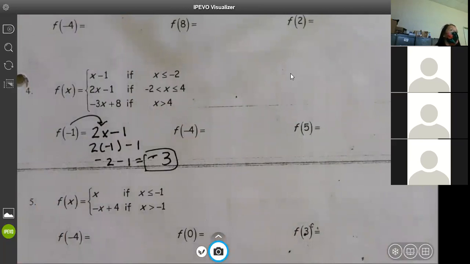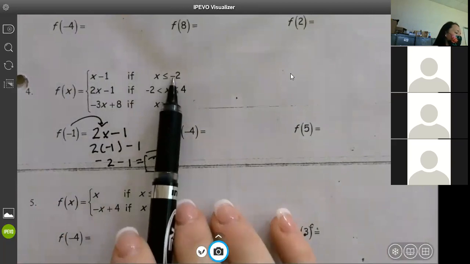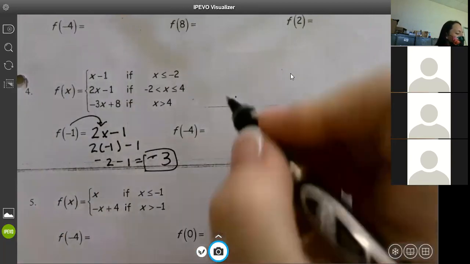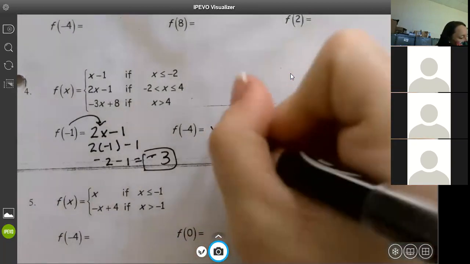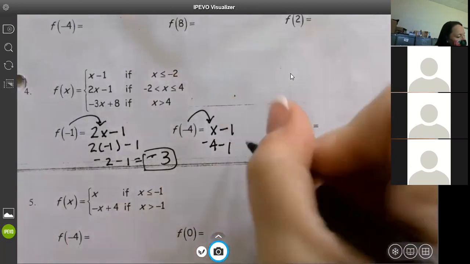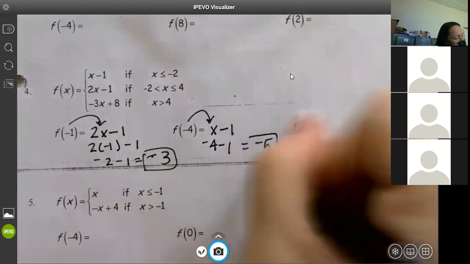All right, look at the next one, -4. Is it less than -2, between -2 and 4, or greater than 4? It's the first one. It's less than -2, so x minus 1. You're going to plug in -4 minus 1, which is -5.